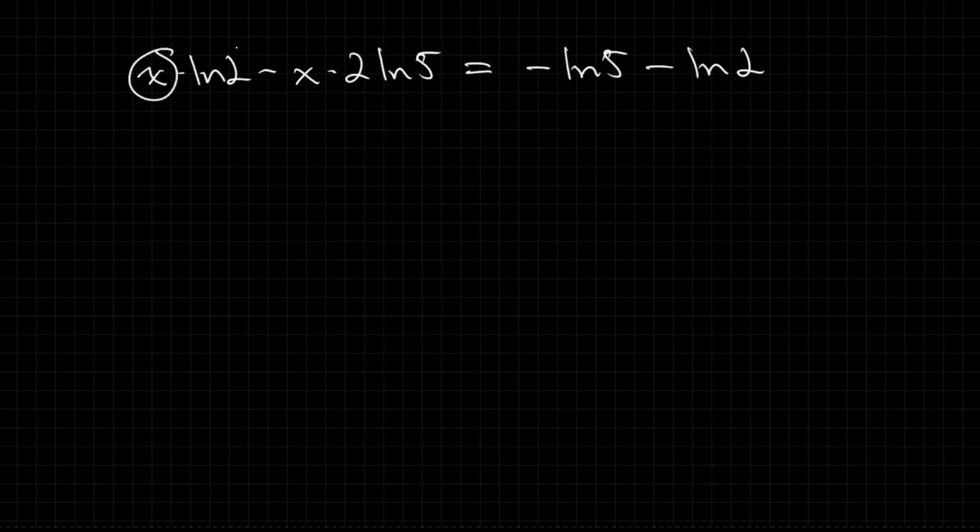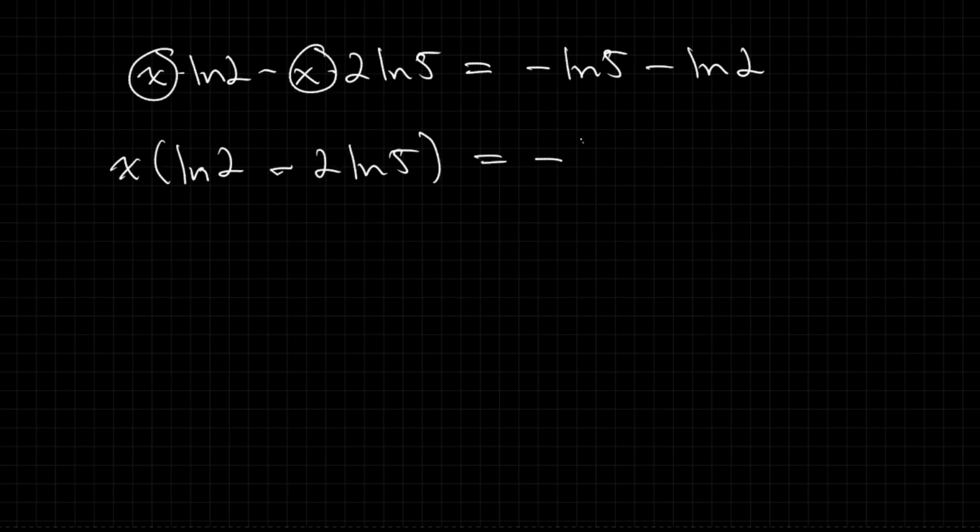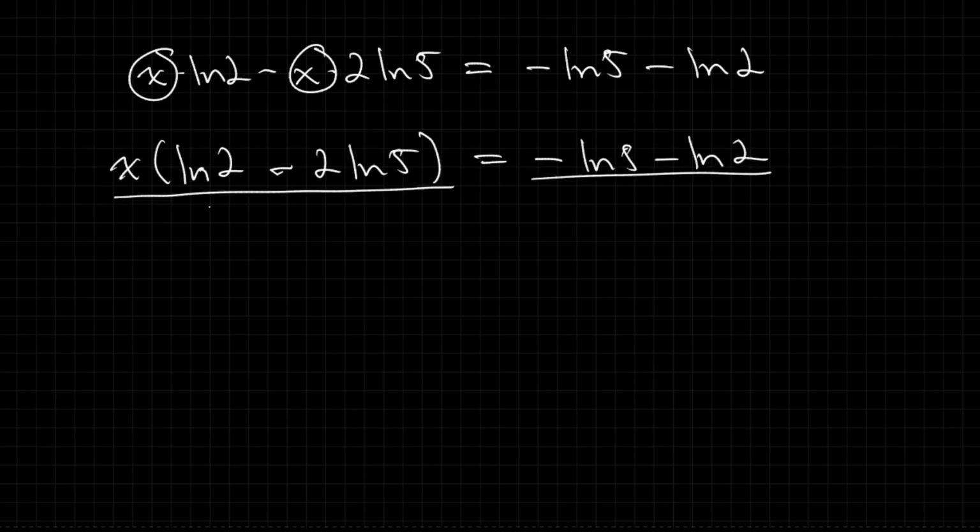Now I can factor an x out of this left-hand side, and I get x times (ln 2 minus 2 ln 5) equals negative ln 5 minus ln 2. And then I'll divide both sides by whatever x is multiplying. So ln 2 minus 2 ln 5.